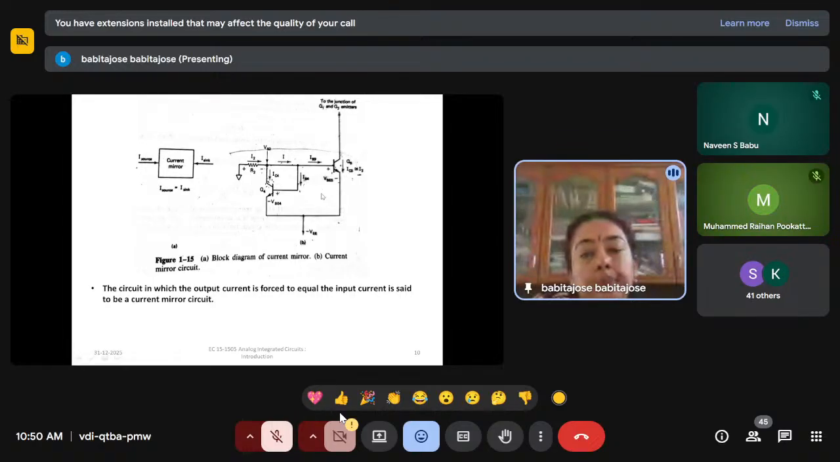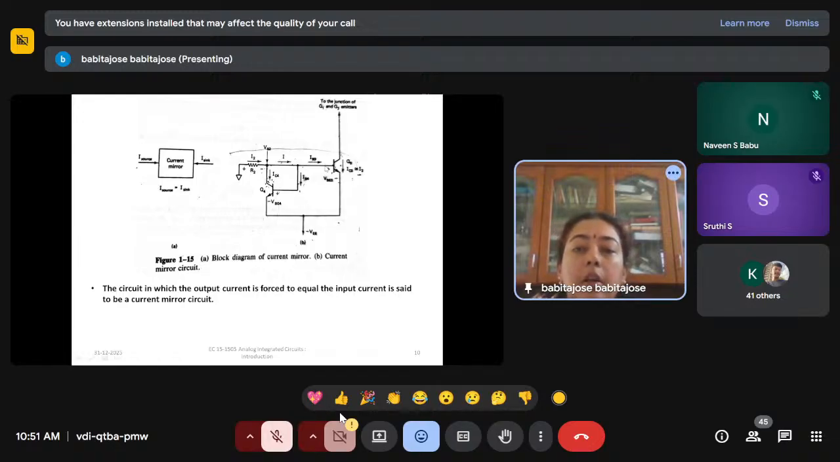So this is the circuit of a current mirror. You have already studied this current mirror. I am just refreshing it again. This is the output current IC3, the current of Q3, which is forced to be equal to the input current I2.